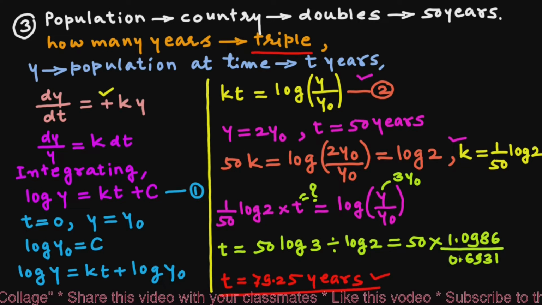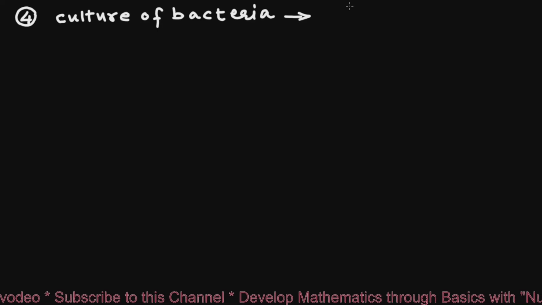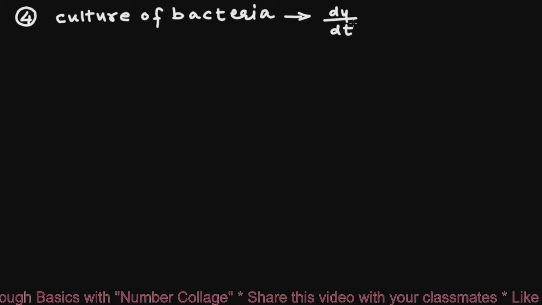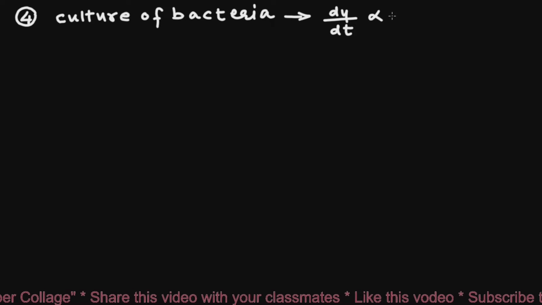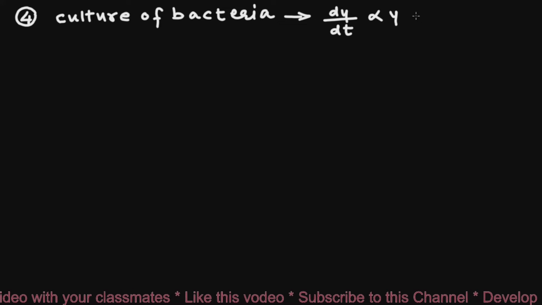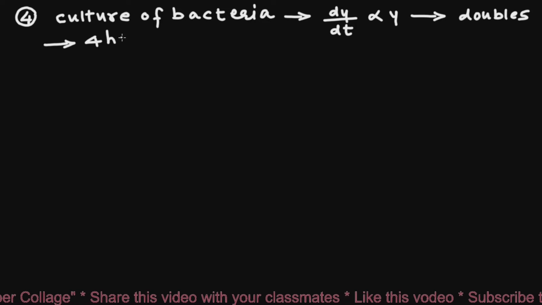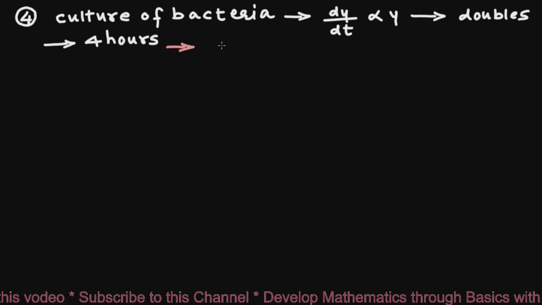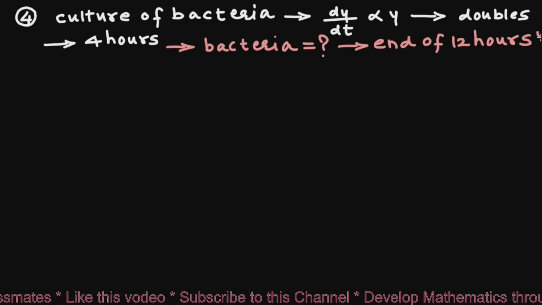So our answer will be the population will be triple after 79.25 years. In the fourth problem, it is given that in a certain culture of bacteria, the rate of increase, that is dy by dt, is proportional to the number present in the beginning, that is y. It is found that the number doubles in 4 hours. So the question is, how many bacteria are expected at the end of 12 hours?